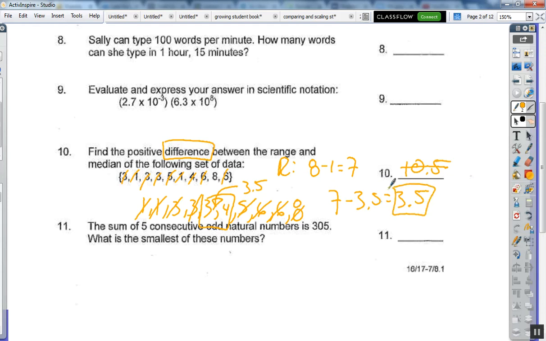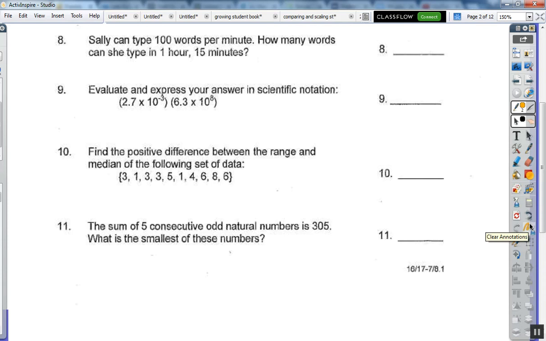All right, number 11. The sum of 5 consecutive odd natural numbers is 305. What is the smallest of these? Well, I know that the sum means addition, and "is" is a math word. It means equals. So my first number is going to be x. And why do I want my smallest number to be x? Because that's what I'm looking for. My next number is going to be x plus 2. Why is it x plus 2? Because the next odd number is 2 more than the smallest. So my third number is x plus 4.